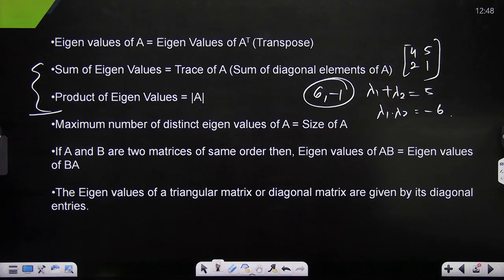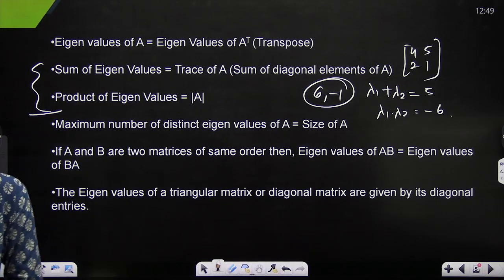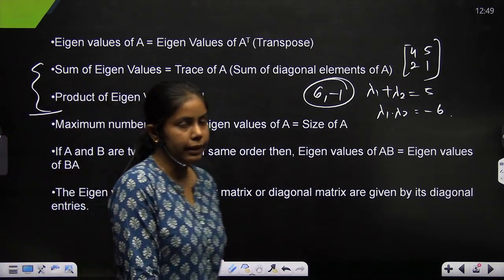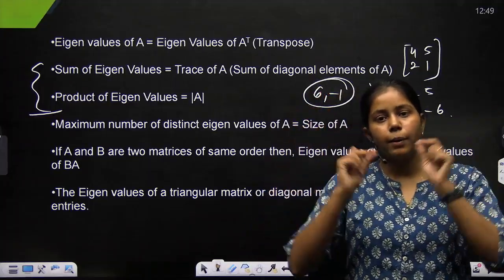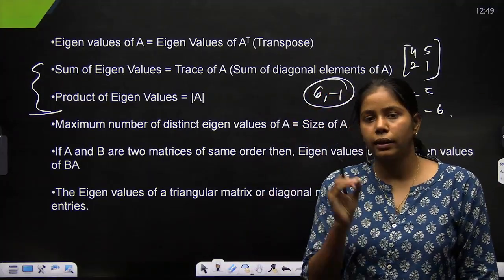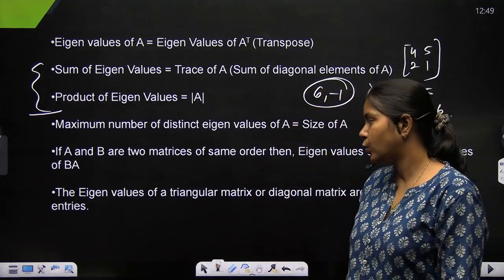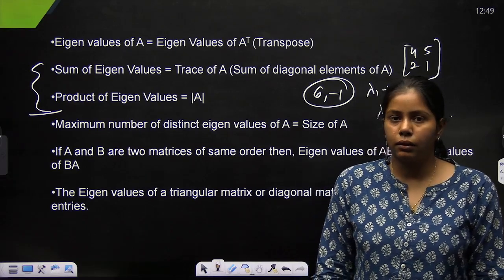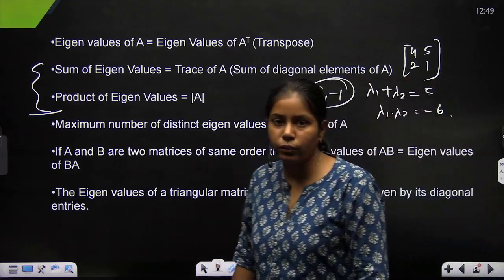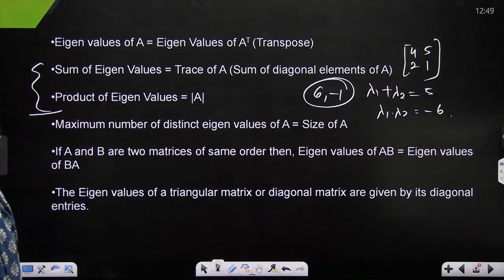Now the last property I have written here is that the eigenvalues of a triangular matrix or diagonal matrix are given by its diagonal entries. So if we have an upper triangular matrix or lower triangular matrix, the diagonal entries would give me the eigenvalues. I do not need to solve it for them.